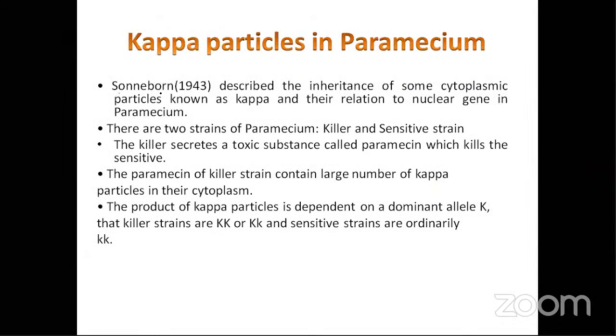Kappa particle, I told you, in Paramecium, Sonneborn described this inheritance. There are two strains, killer strains and sensitive strains, governed by genes, capital KK and small kk. The killer cell secretes a toxic substance called paramecin. They might ask you the chemical name, paramecin, which kills the sensitive strain. So whenever these two strains are together, one beside another, the killer strain kills the sensitive strain, and only killer cells survive.